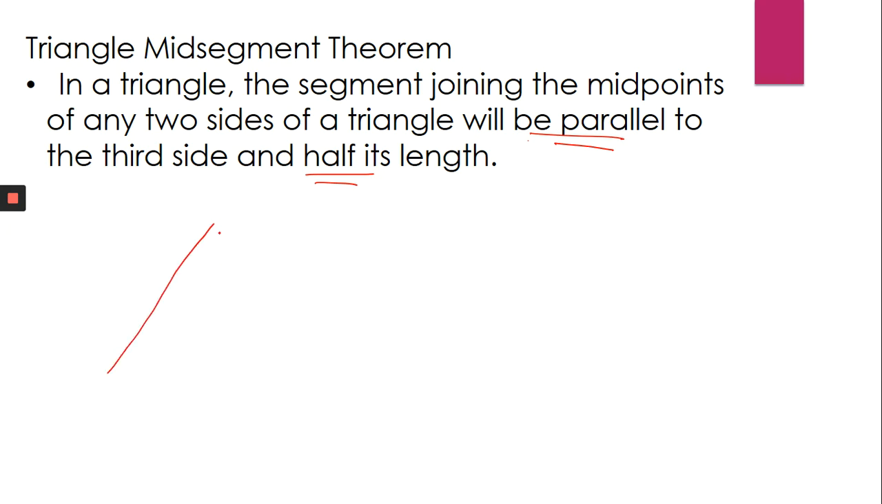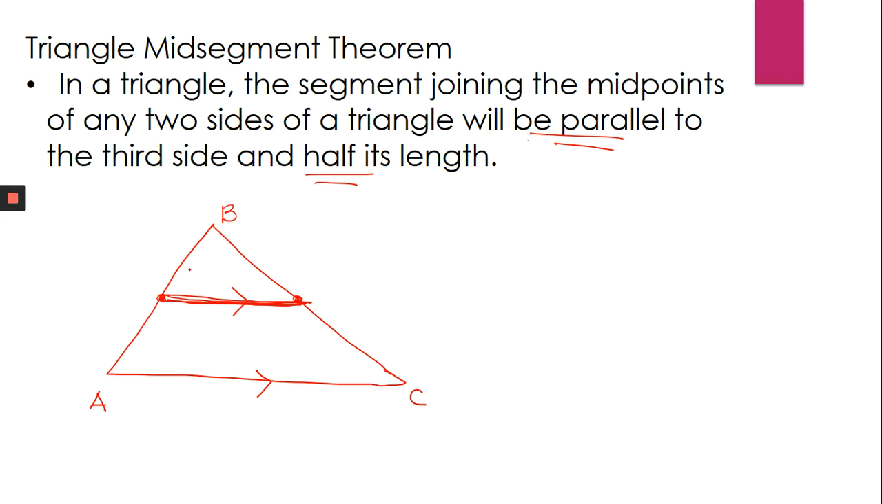So let's say I have here a triangle. Okay, let's say this is triangle ABC. So the mid-segment theorem tells us that if you connect two midpoints in a triangle, which is also known as the mid-segment, every time you have a mid-segment, the mid-segment is always parallel to the third side.